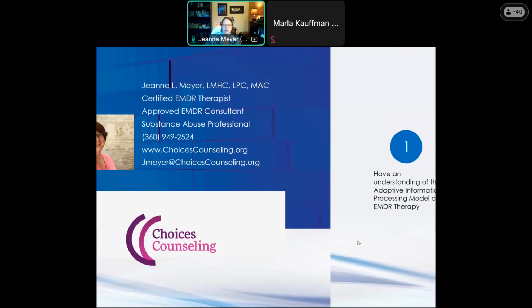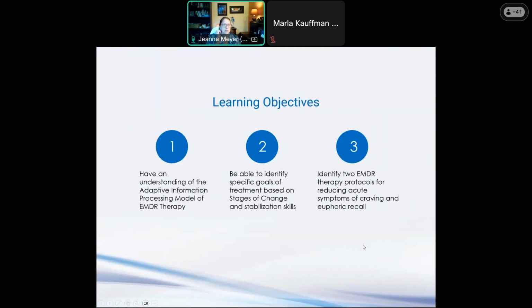So here we go. Here are the learning objectives: to have an understanding of the adaptive information processing model of EMDR therapy. This is the foundation of how EMDR therapy works, and it's a really different way of looking at therapy and what's happening with clients. So we're looking at the functions of the brain with traumatic memories, and also with how addiction works with the memory networks.